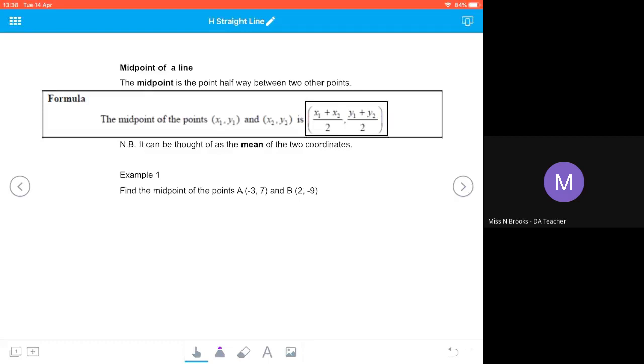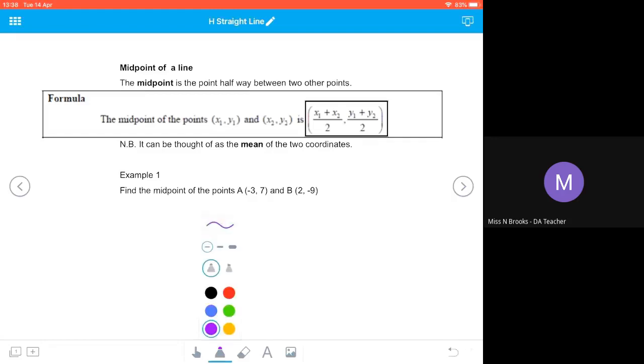So the next part of higher straight line is to be able to calculate the midpoint of a line. The midpoint is the point halfway between two other points on the same line segment. So our formula for 2 points x1, y1 and x2, y2 to calculate the midpoint, we're going to find the mean of the x coordinates. So we're going to do x1 plus x2 divided by 2. And then we're going to calculate the mean of the y coordinates by doing y1 plus y2 divided by 2.